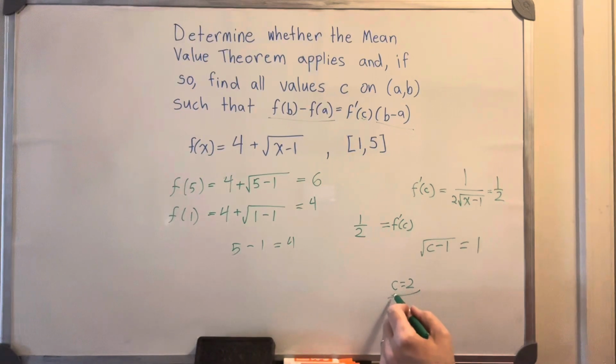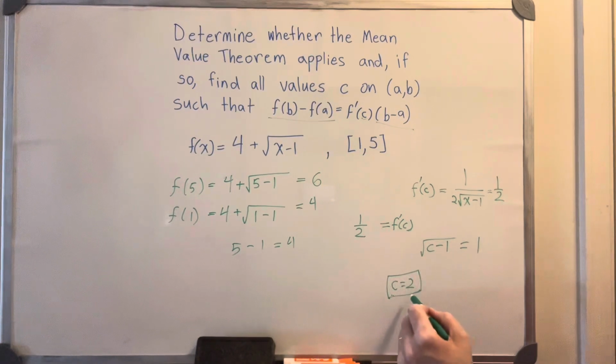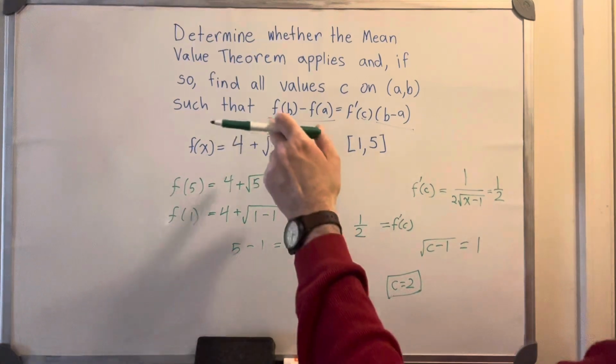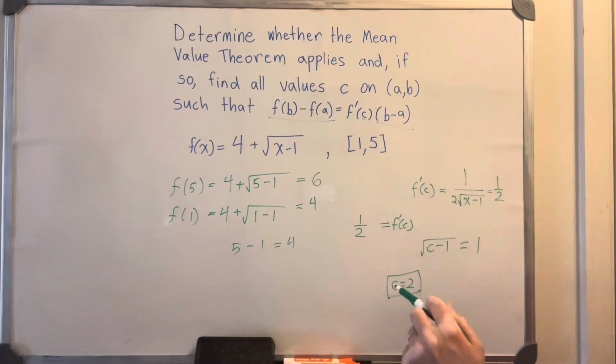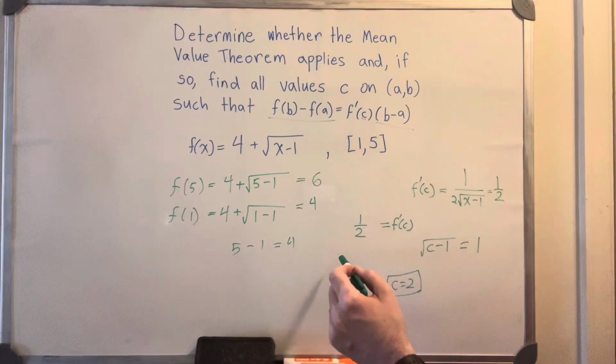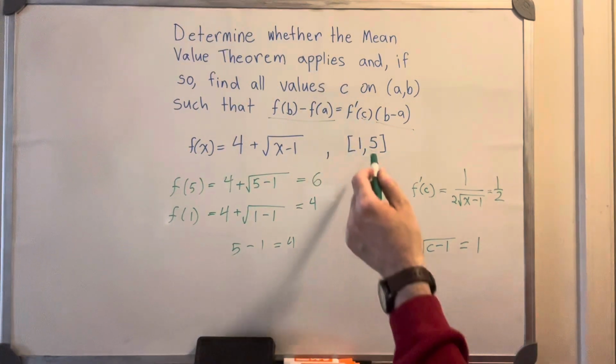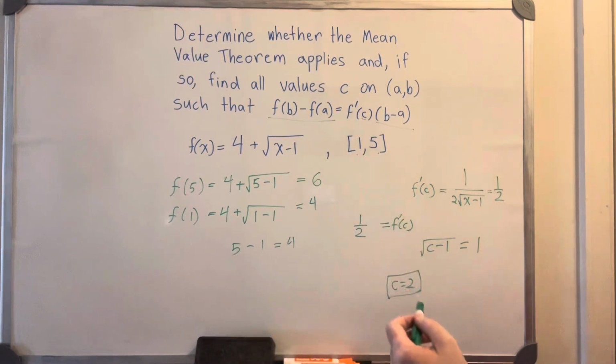So this is the value. We proved that the mean value theorem applies, and we found the one and only value where the slope of the tangent is equal to the slope of the secant of this interval. And it's at c equals 2.